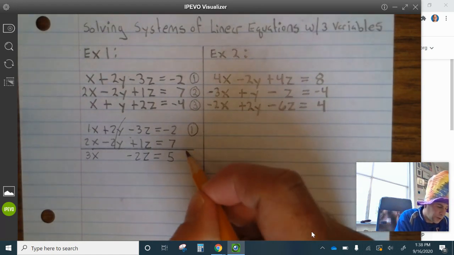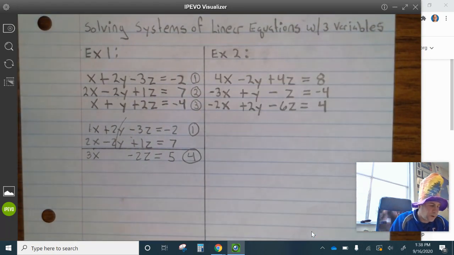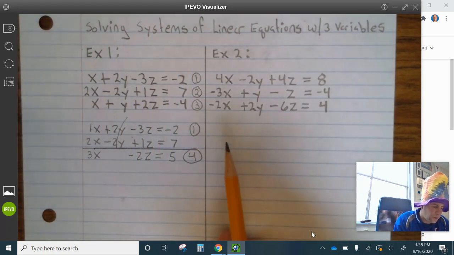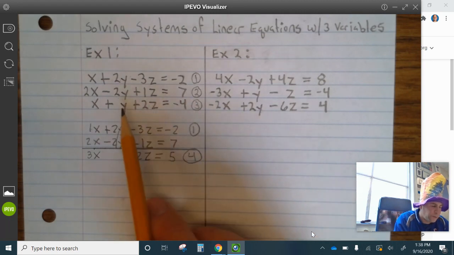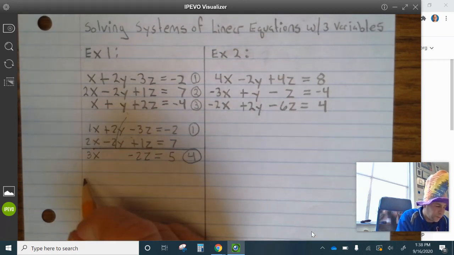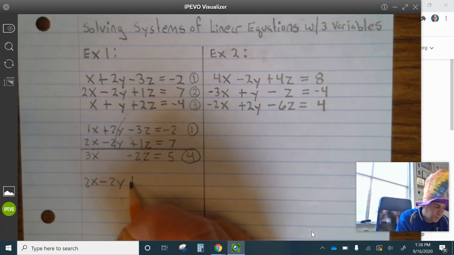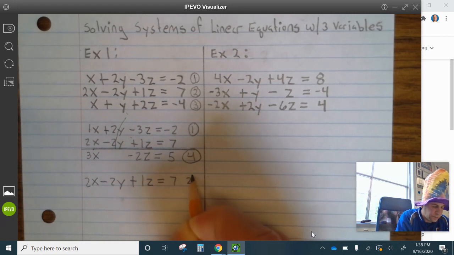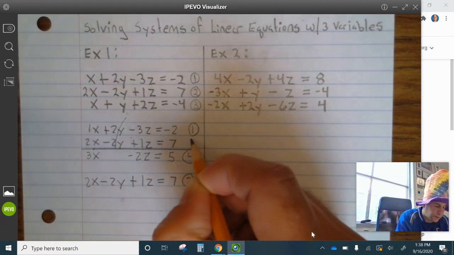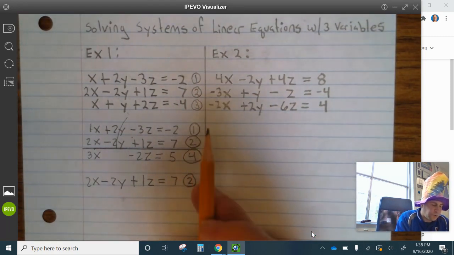All right, we're going to number this equation 4. Now, let's combine equations 2 and 3. But now we're going to multiply equation 3 by 2 so that the y's will cancel. So we have 2x minus 2y plus 1z equals 7. That's equation 2. Oh, almost forgot. This is equation 2. And then equation 3, we're going to multiply by 2.